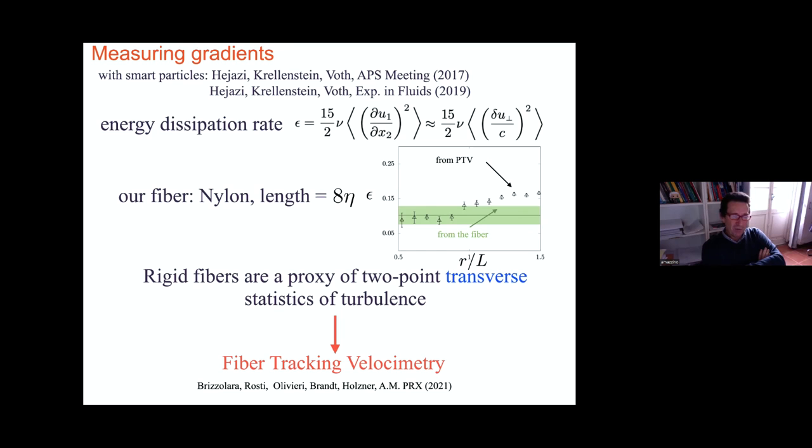to perform measurements. If you have fibers, this problem does not appear in the sense that for a fiber, the end-to-end distance remains essentially the same. So this technique does not suffer from the problem related to the Richardson diffusion. We measured epsilon in this way, the energy flux. And you see here in the picture the reasonable agreement, the good agreement you have between the PTV-based measurement with the measurements based on the fiber.